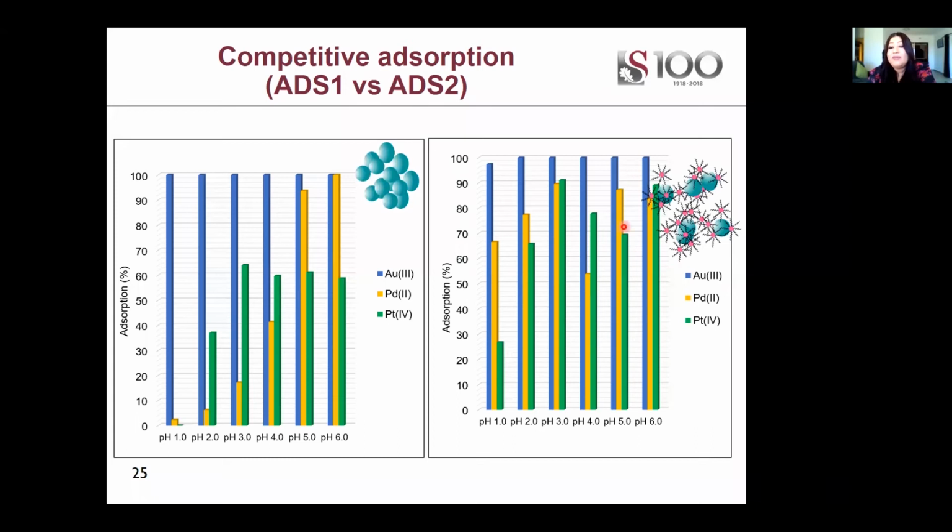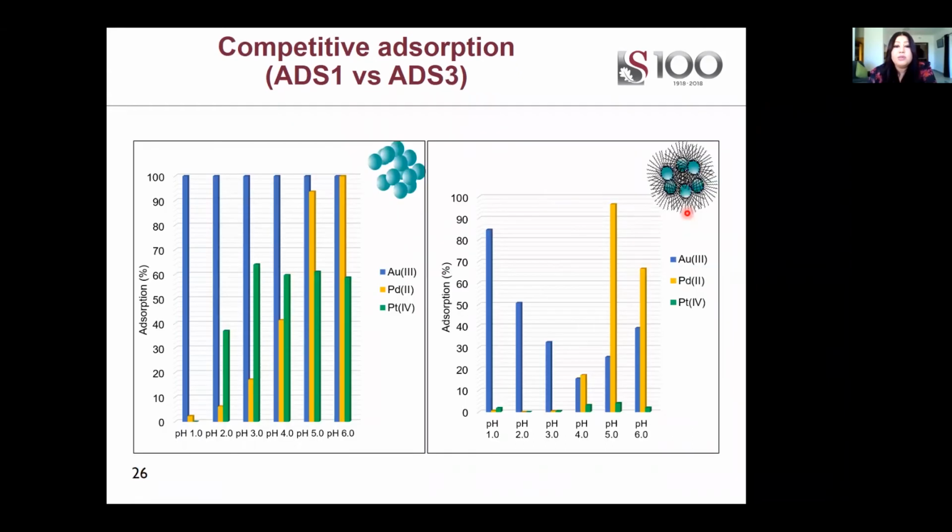Again, at pH 5 and 6, we don't know if this is due to the precipitation or because of the coordination to the dendrimer micelle, or rather the internal amines of the dendrimer coordinating to the metal. So looking at the naked amines versus adsorbent 3, not surprisingly, this was not a good extractant.